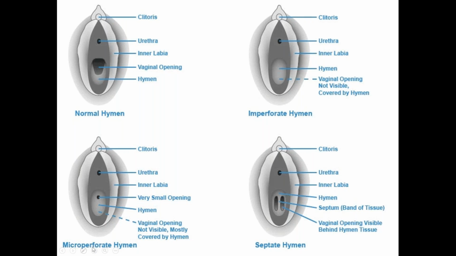So this is the microperforate hymen. This is a very small opening. So this is the hymen, and this is very small. So difficult to insert a tampon. Okay, and this is the septate hymen. Here the opening is visible with hymen tissues. So this is about septate hymen.